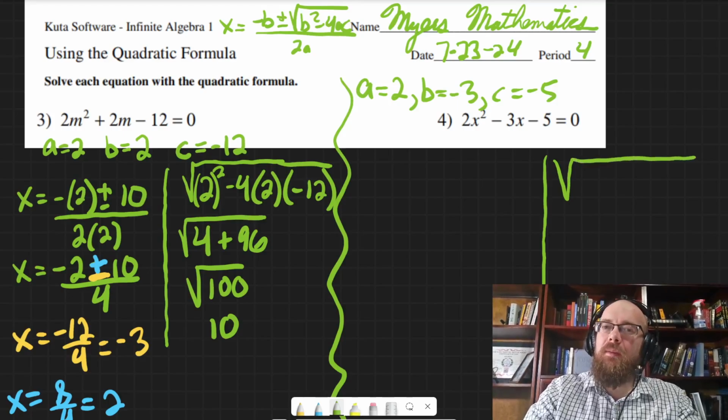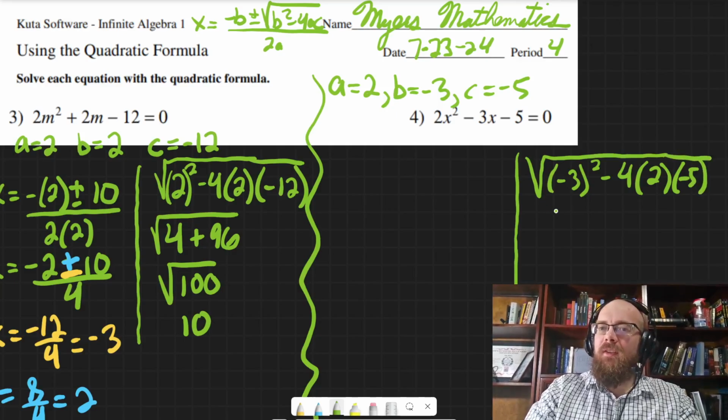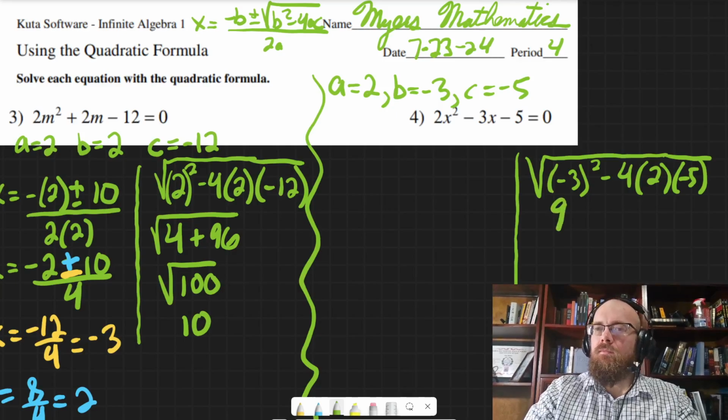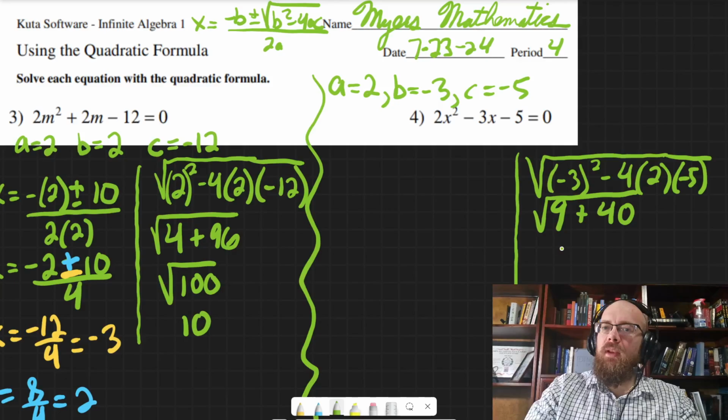So b squared, b is negative 3, negative 3 squared, minus 4ac, and I'm going to have to move it over just a little bit. All right, there you go. So negative 3 squared is still positive 9. Minus 4 times 2 would be a minus 8, times 5 would be a minus, I just blanked, minus 40. Or you can say 2 times 5 is 10, 10 times 4 is 40, and that's going to be a plus, so plus 40. 9 plus 40 is 49.